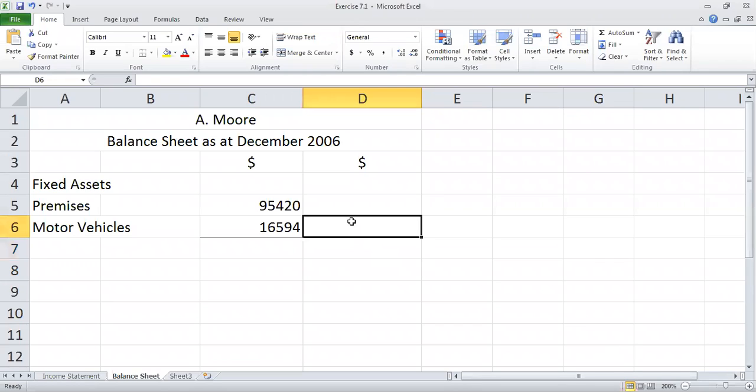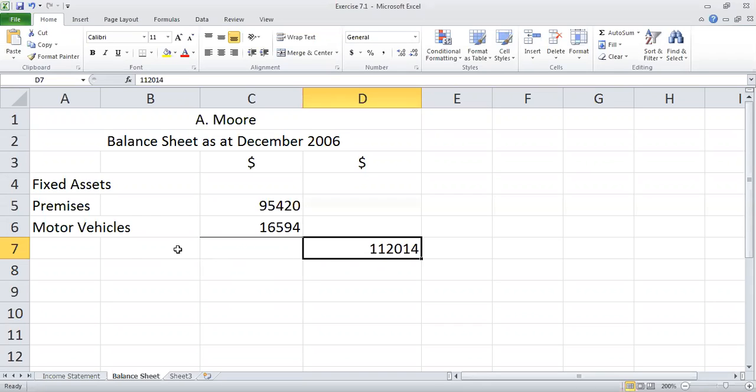All right, so you add up these two figures now. You can put the figure either place, but I normally put it down here. So you add up those two: 95,420 plus 16,594 equals 112,014. That will be the total fixed assets. Good. Just stay right there for the time being.